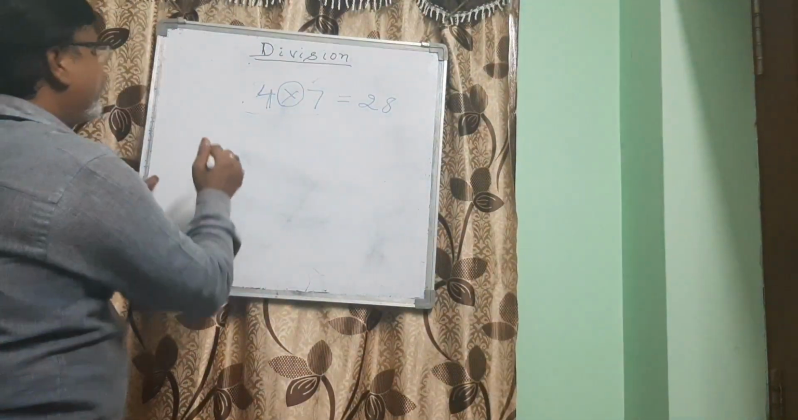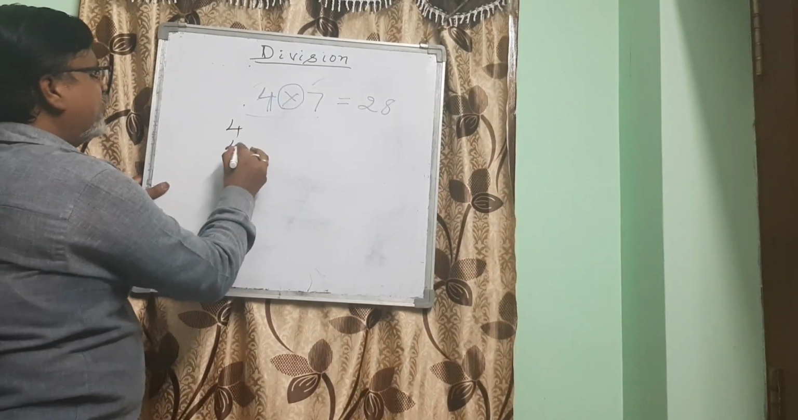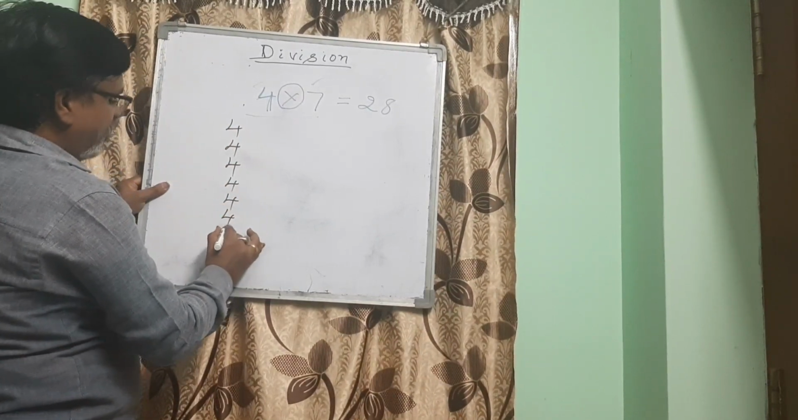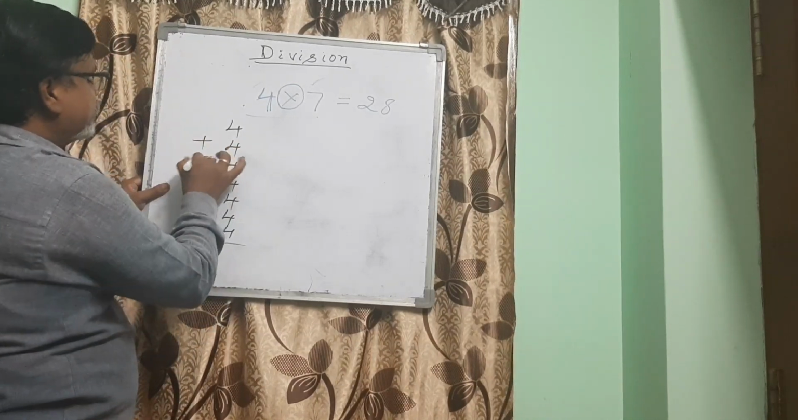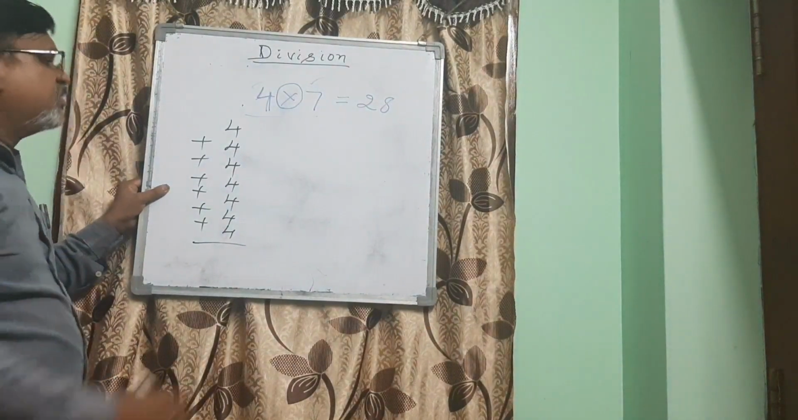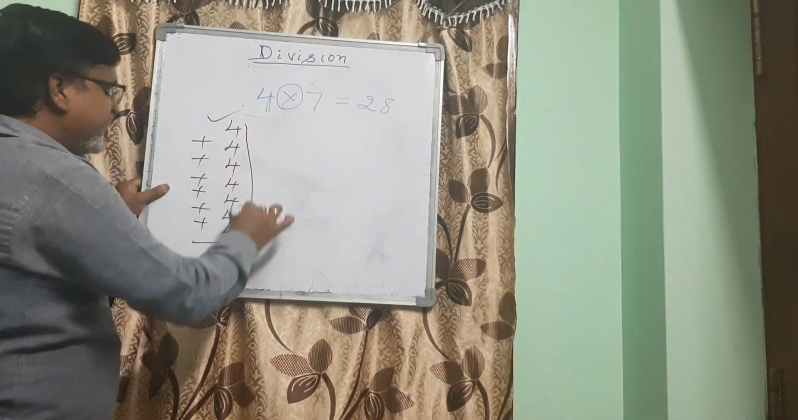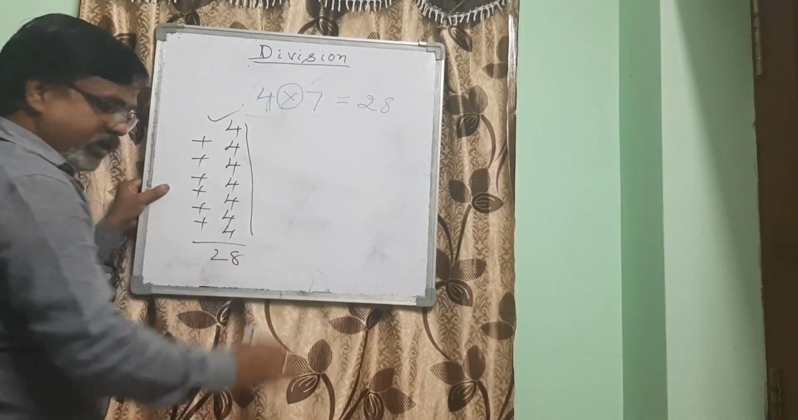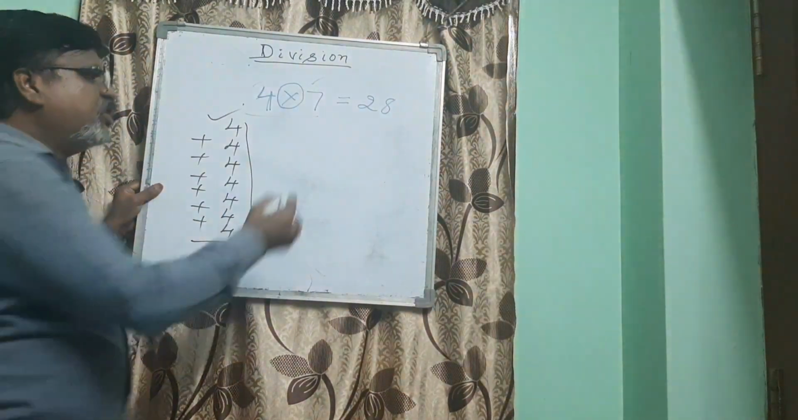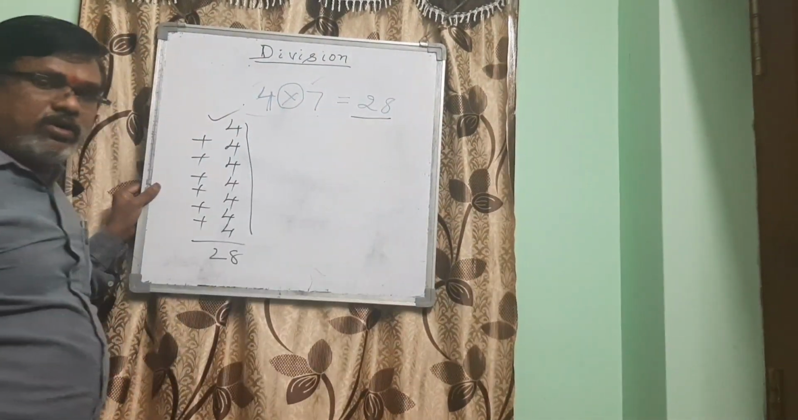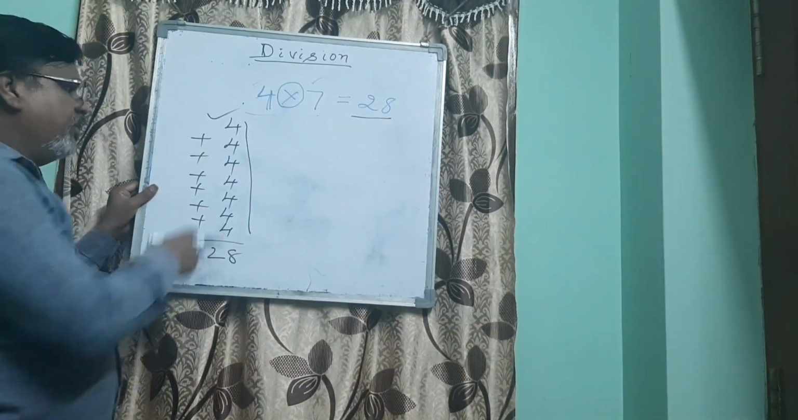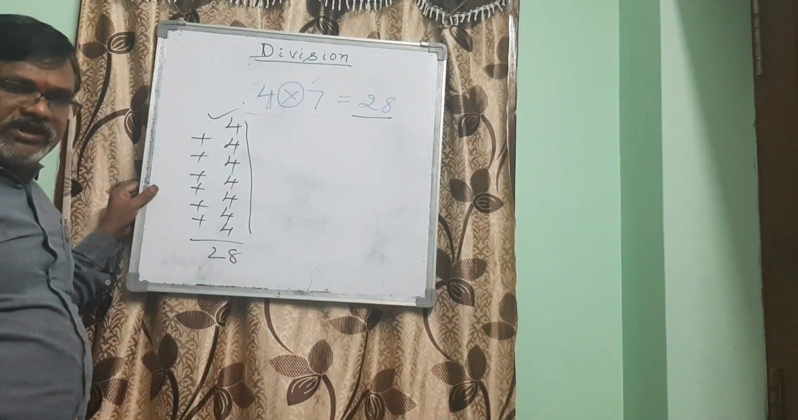So here 4, 4, 4, 4, 4, 4, 4. So plus, plus, plus, plus, plus, plus. So adding 4 seven times you will get 28. So multiplication operation also in the digital computer will be performed using the addition.